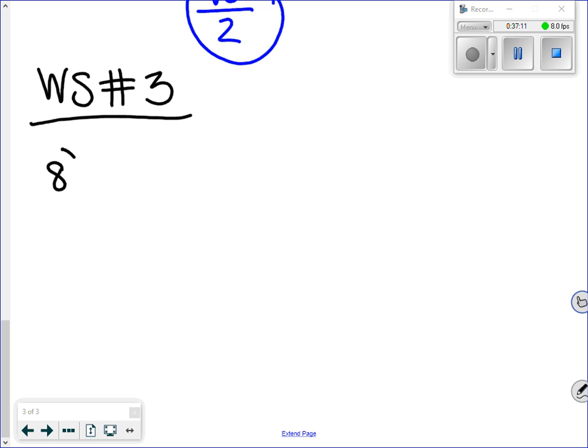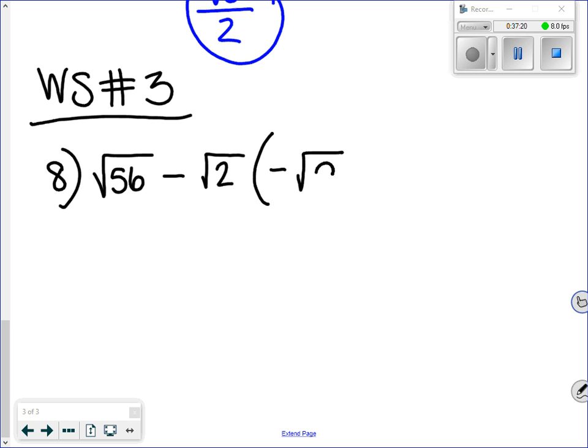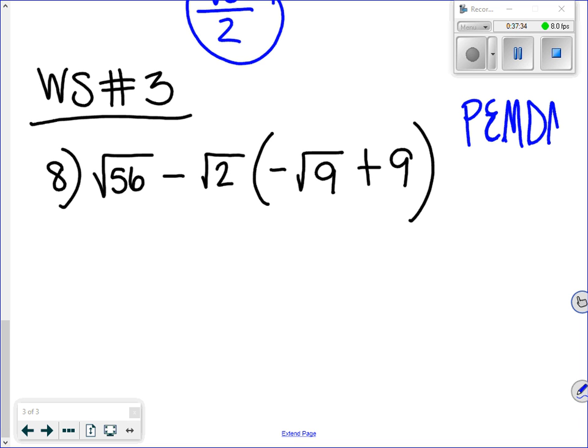We're doing 8. Okay, square root of 56 minus the square root of 2, parentheses, negative square root of 9 plus 9. Okay, first thing I want to warn you about right here is something you learned way back in pre-algebra, PEMDAS. Very good, Kaden. PEMDAS. Make sure that you follow your rules for PEMDAS. Please excuse my dear Aunt Sally. P stands for parentheses, so work inside your parentheses first.